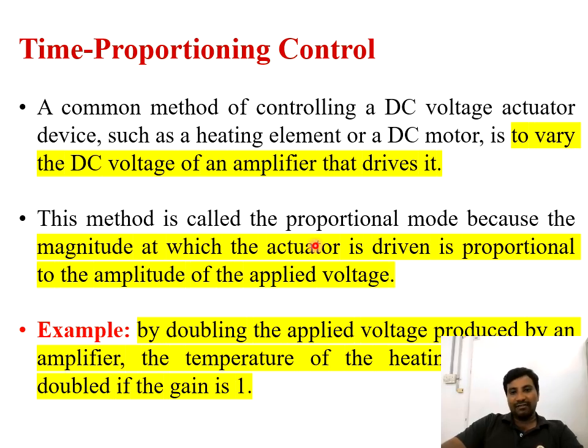A common method for controlling a DC actuator device, such as a heating element or DC motor, is to vary the DC voltage of an amplifier that drives it. This method is called the proportional mode because the magnitude at which the actuator is driven is proportional to the amplitude of the applied voltage. For example, by doubling the applied voltage produced by an amplifier, the temperature of the heating system is doubled if the gain value is 1.